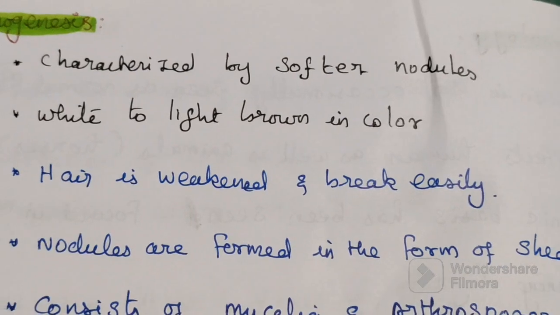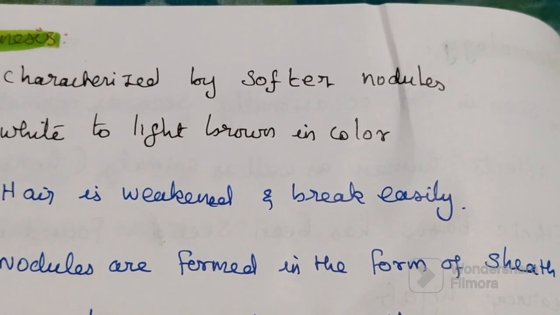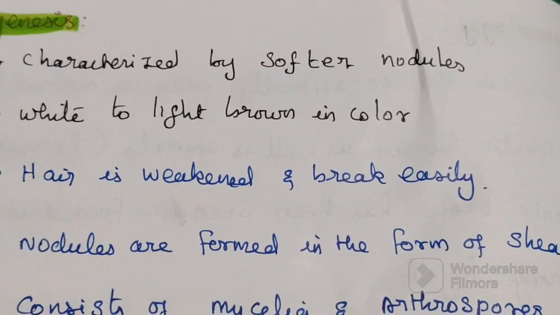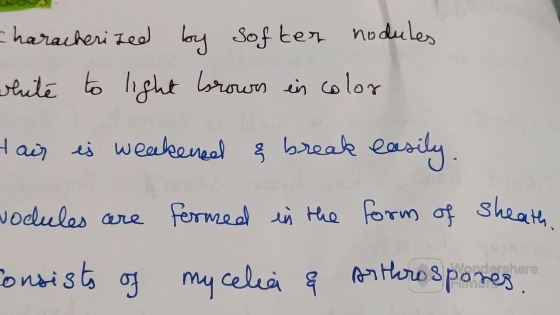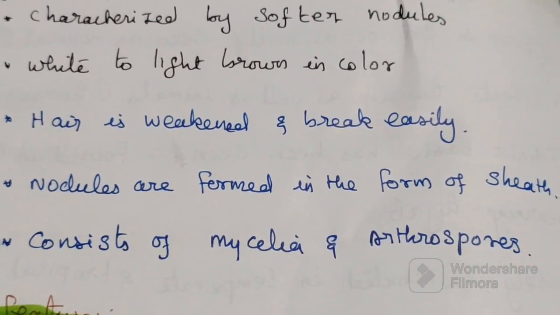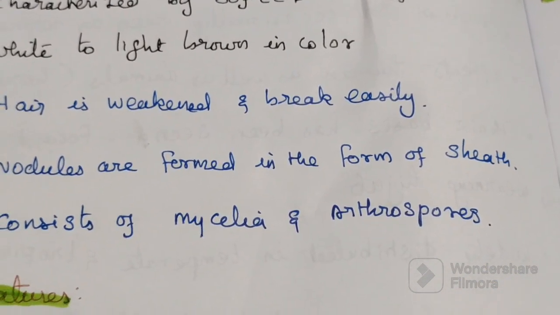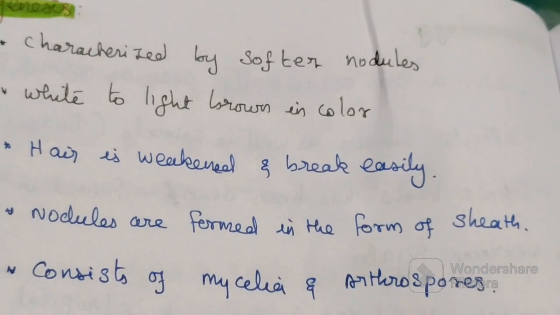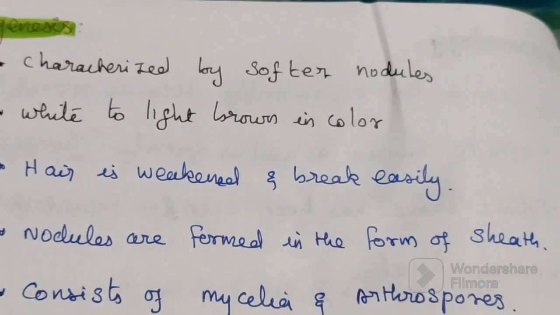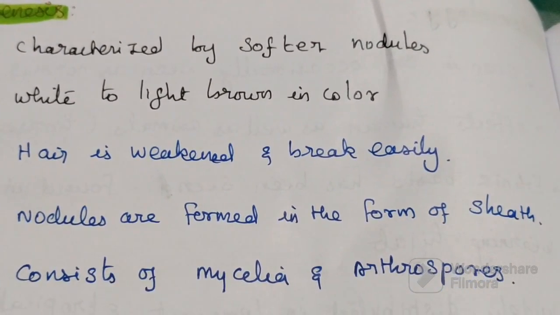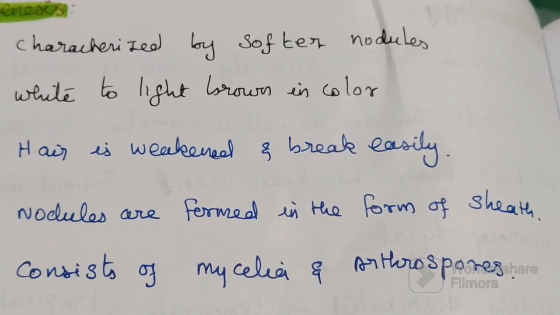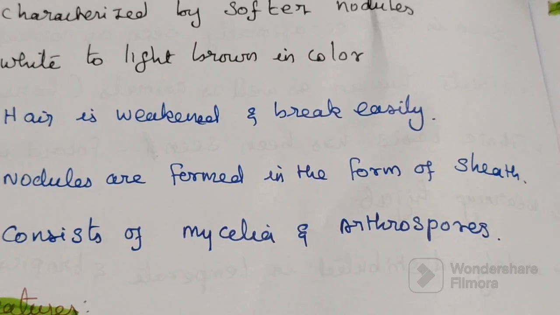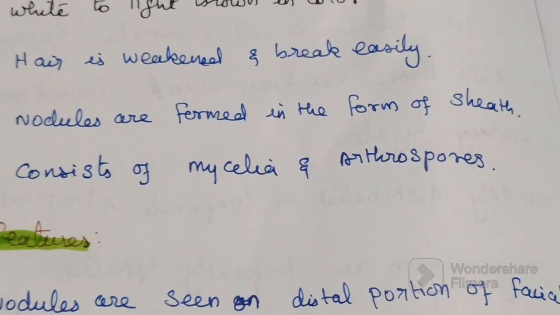Pathogenesis of white Piedra: it is characterized by soft nodules, white to light brown in color. The hair is weakened and breaks easily. Nodules are formed in the form of a sheath. They consist of mycelia and arthrospores.